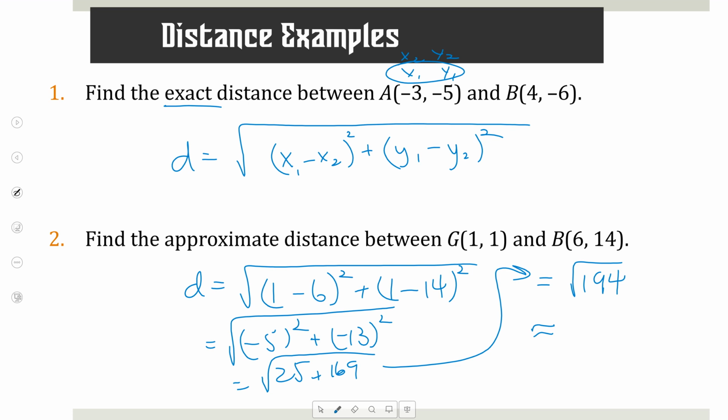What is the square root of 194 on the calculators you have in front of you? Do it. It's an ugly number. Good, that's what I was looking for. What is it? 13 point? 13.928. Okay, we'll stop there. 13.93. Thank you. First problem was exact answer, square root form. Second problem was approximate answer, decimal form.